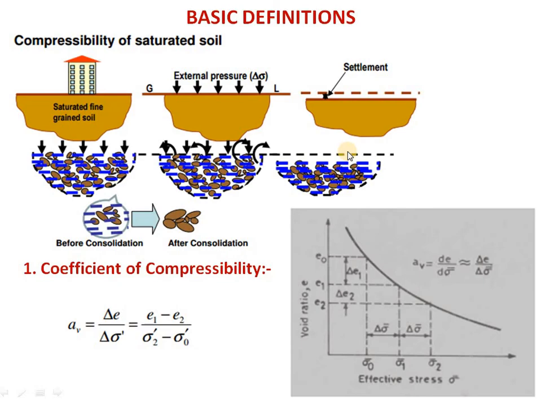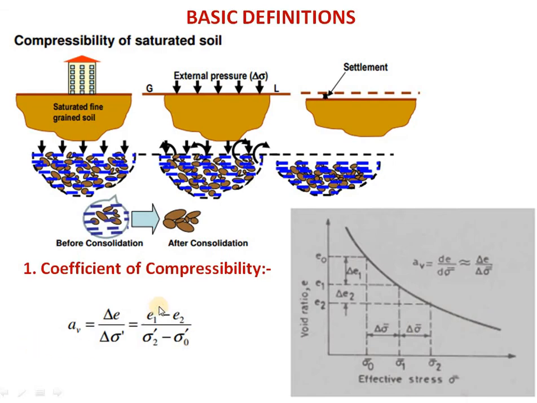So this is the condition: removal of excessive water from the bed of the soil with respect to the loading is called consolidation. So when this occurs, how does it occur? This is before consolidation, water and soil, and after consolidation, soil will be there and excessive pore water has been removed. So there will be the void ratio and effective stress graph.